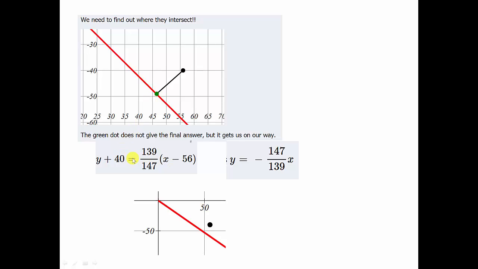So here's our two equations. This is the red line, this is the black line. So we just need to figure out where they intersect. We do that by solving this system. Solve this for y, set it equal to this, and figure out what x is, etc.